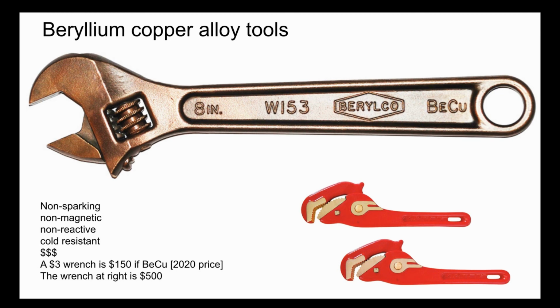The non-magnetic properties are great if you're looking for things with magnetism. If you've got a magnetometer and it's made out of a magnetic metal, it's going to keep detecting itself.